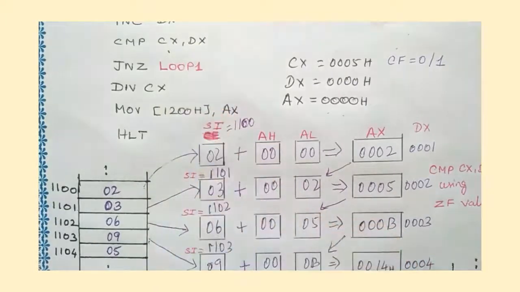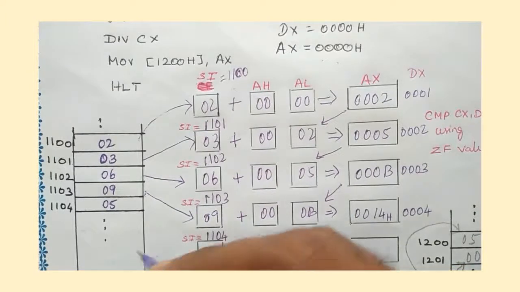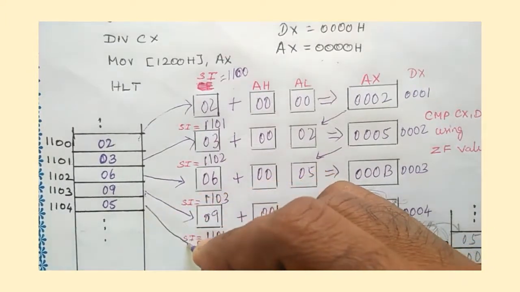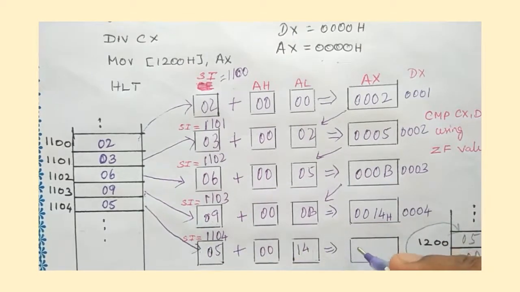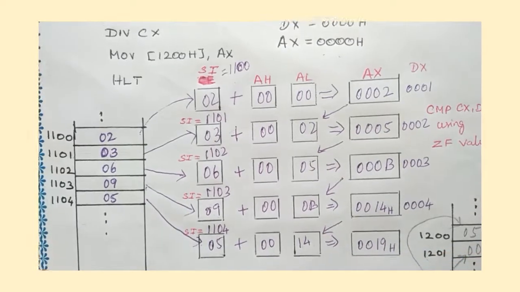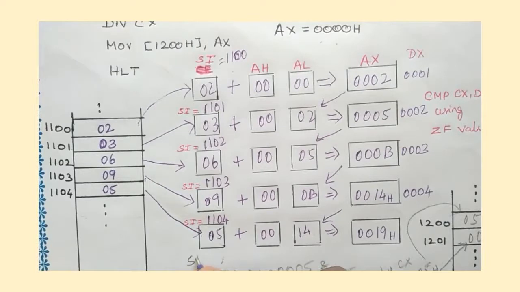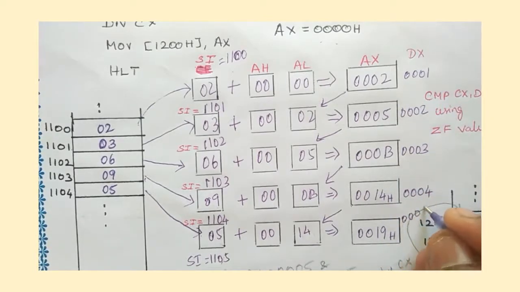Now I am comparing CX and DX. So 5 and 4. There is no equal value. Hence the loop continues. So I go for obtaining the next value from the memory. That is 05. I have to add it with the previous value of the AX register, nothing but 0014. When I add both the things, I am getting the result as 0019H. After that, the next step, I have to increment the SI. The SI is nothing but 1105. Similarly, the DX register also should be incremented, that is 0005.